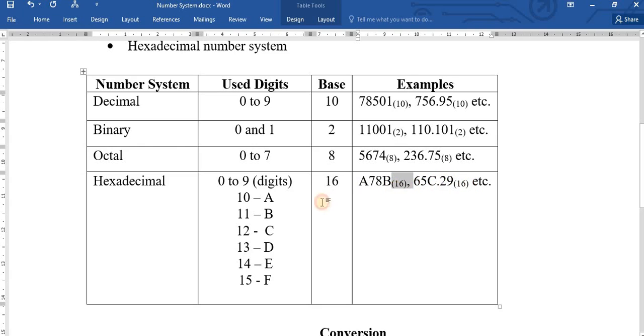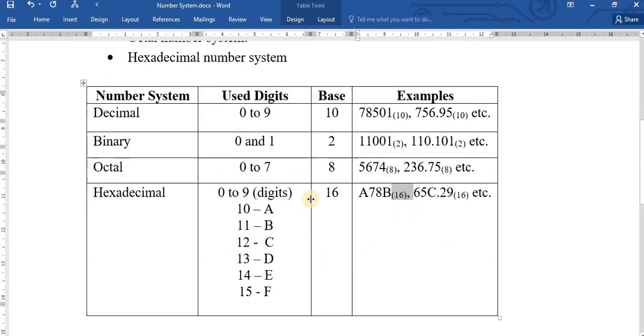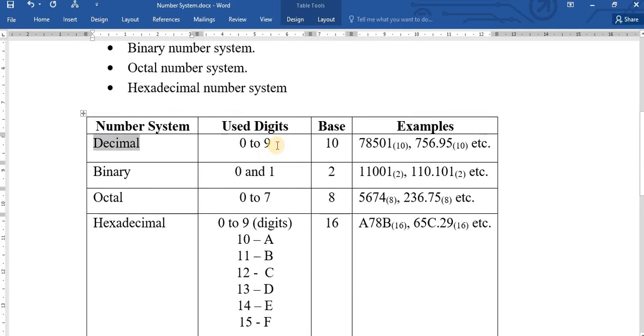Okay, so this is the introduction of number systems. In the decimal number system, you use digits 0 to 9, and the base is 10. In binary, 2 digits and the base is 2. In octal, 0 to 7, 8 digits, so the base is 8. And in hexadecimal, 0 to 15, 16 digits, so the base is 16.